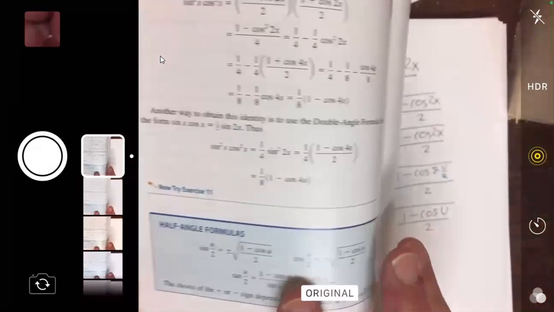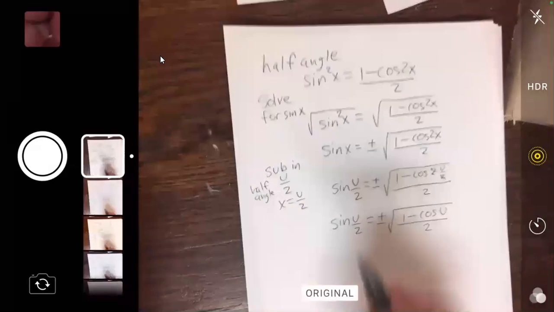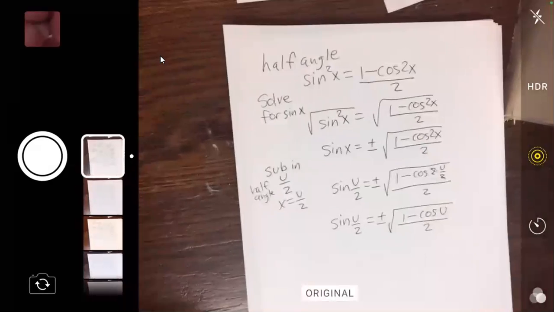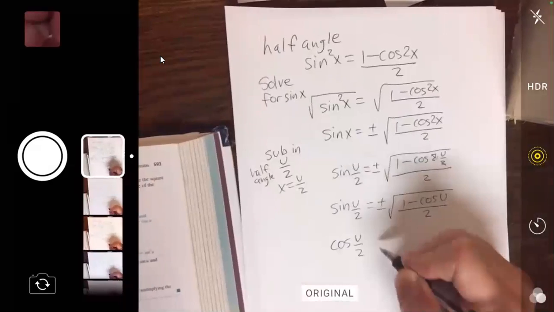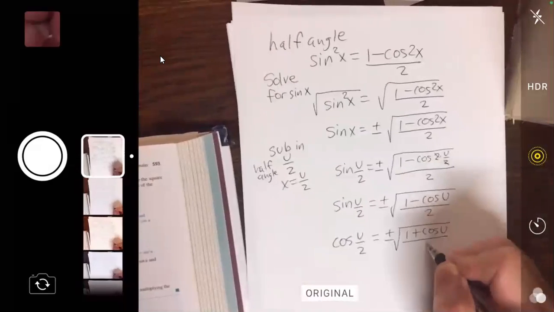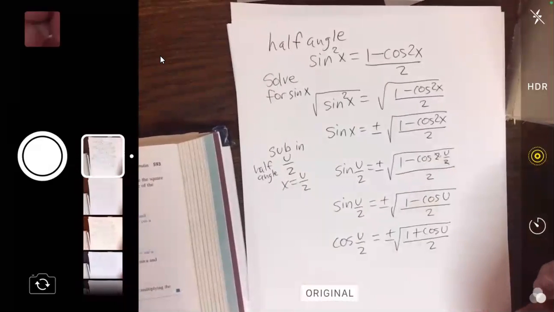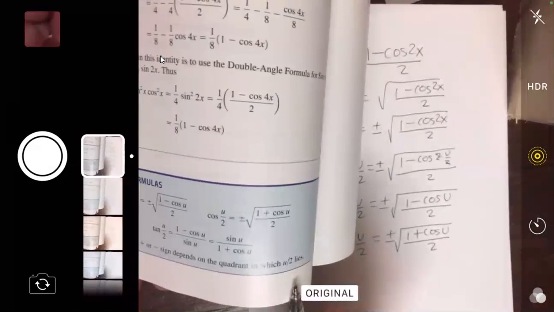Cosine u is nearly identical, it just has a plus sign in it. Again, you solve it out from this. Cosine of u over 2 equals plus or minus square root of 1 plus cosine of u, all over 2. Notice this is where things get tricky. The choice of plus or minus sign depends on the quadrant in which u over 2 lies. That comes up in the problems.